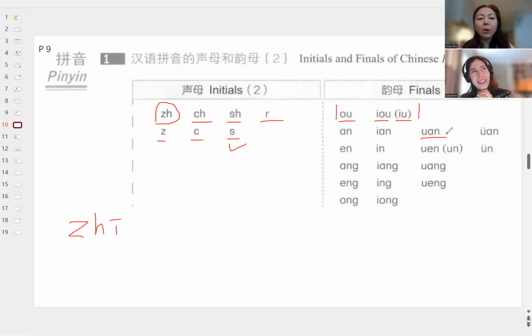Is it wet? It's like yuan. 对的, 冤冤啊, 弯冤. N. 对的, yeah, in. 对的. When? 温温啊, 温. That's like in. 对的. Ang. Good, good, yang. Wang. Eng. Ing. Good.